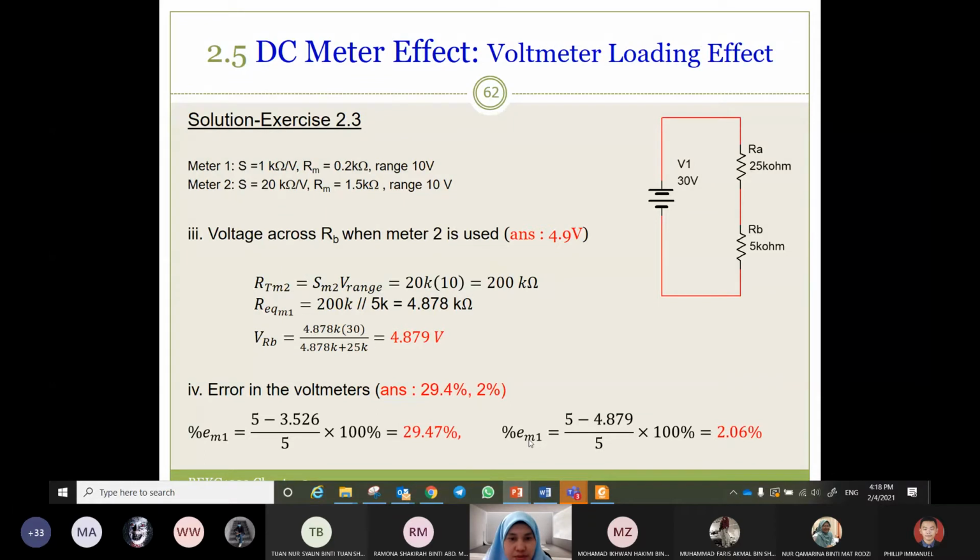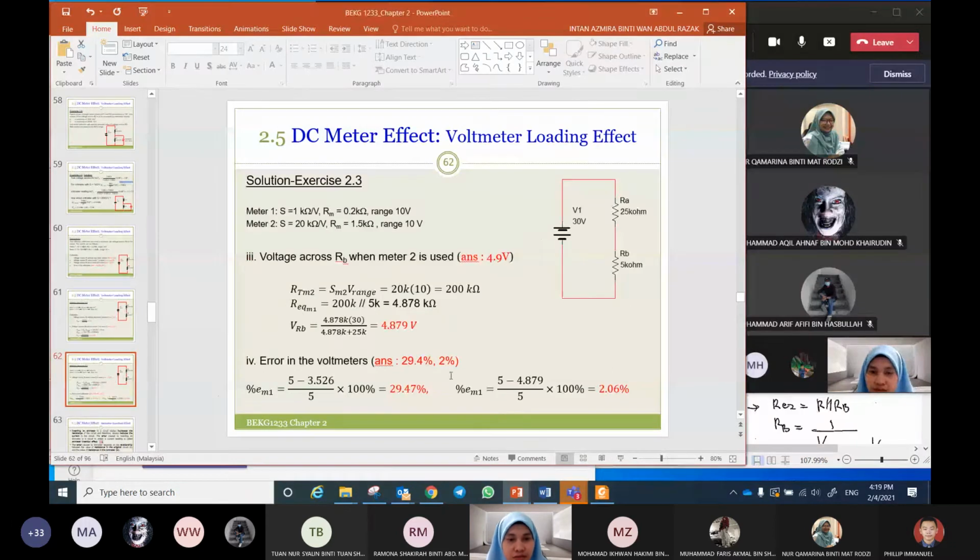For voltmeter 2, take the difference between the actual and the measurement divided by the actual, multiplied with 100. We get 2.06%. We found that the error for voltmeter number 2 is lower than voltmeter number 1, due to the higher sensitivity of meter 2. Understand or not?